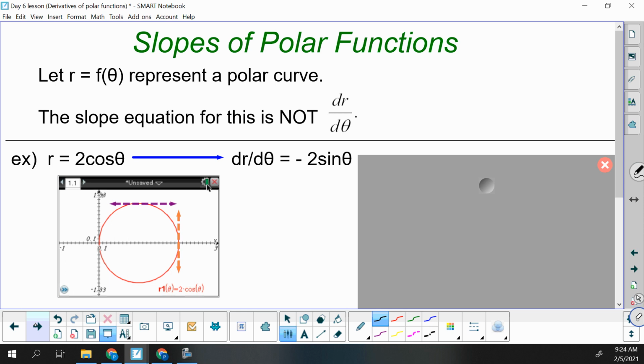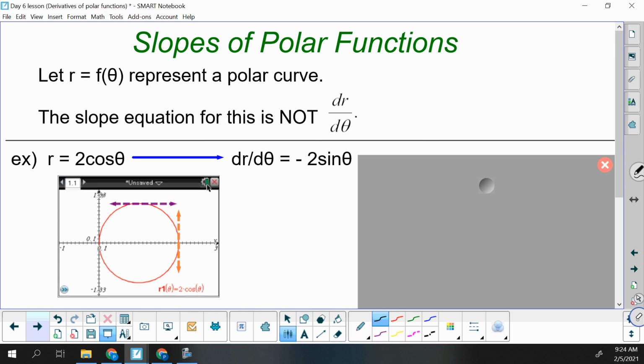Well, first let's talk about what the slope equation is not. It is not just dr over d theta. And let's show you an example of why that doesn't seem to make sense. So if it was dr over d theta, then if we have r equals 2 cos theta, that would just be negative 2 sine theta.